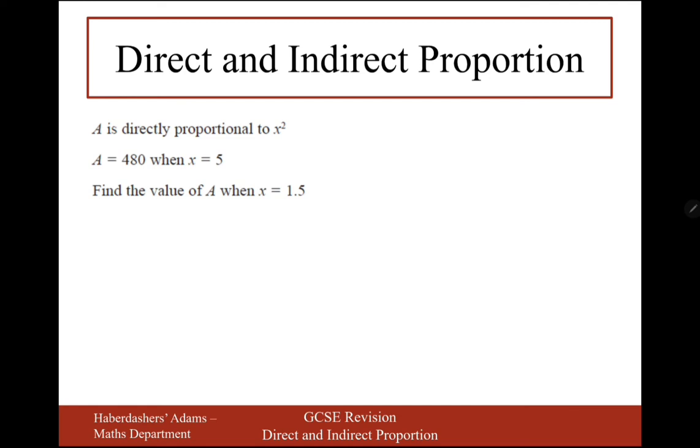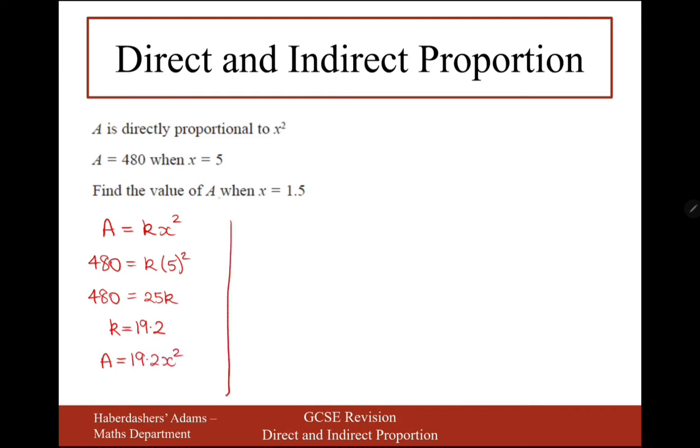Okay, so in this question here, it doesn't say inverse. We're not going to create a fraction. We're just going to go direct. So A equals k times x squared. Then let's substitute in these values to work out what that scale factor is. So 480 equals k times 5 squared. 5 squared is 25, so it's 25k. Then I'm going to divide 25 to the other side. 480 divided by 25, I get 19.2. So k equals 19.2. So the formula is A equals 19.2 x squared.